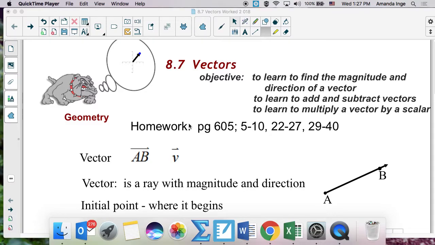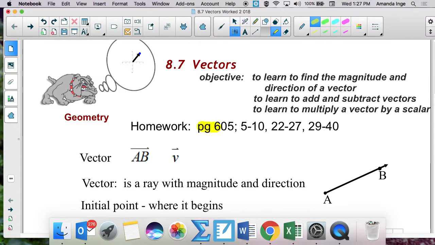The homework is on page 605, 5 through 10, 22 through 27, and 29 through 40. And that would be all of each one of those, okay, y'all?